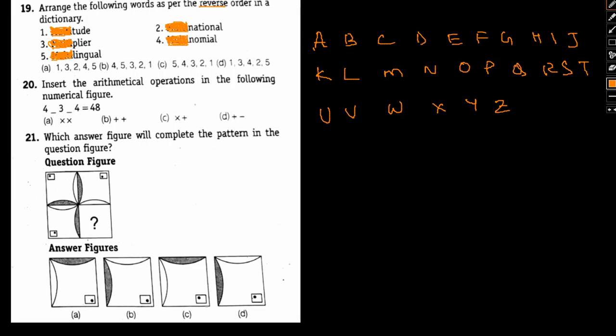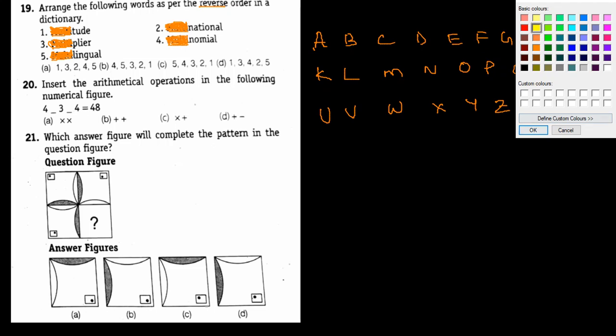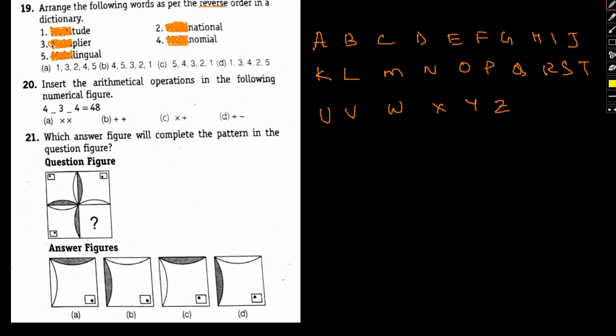Now since MULTI is gone, let us try and place the next letter for every word. So for 1, the next letter will be T. For 2 it will be N. For 3 it will be P. Okay, now for 4 it is again N, and for 5 it is L.